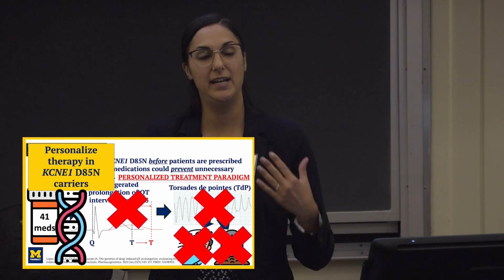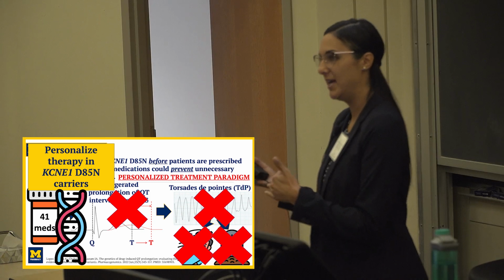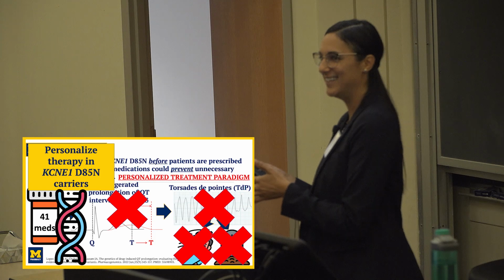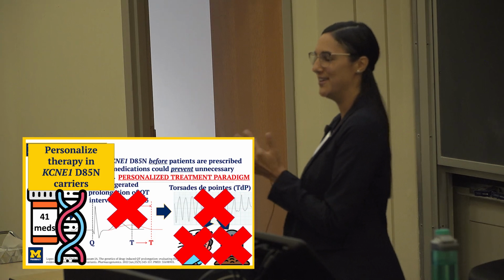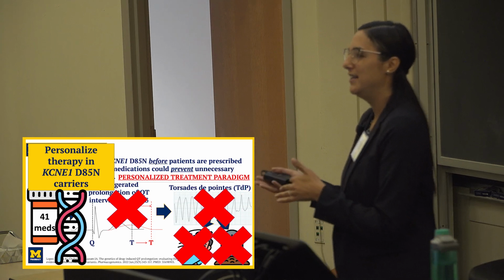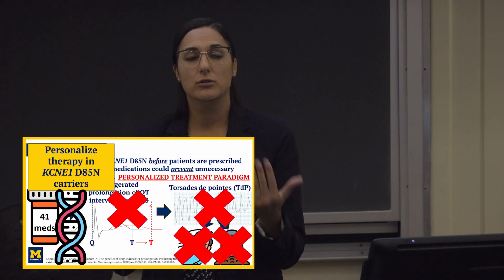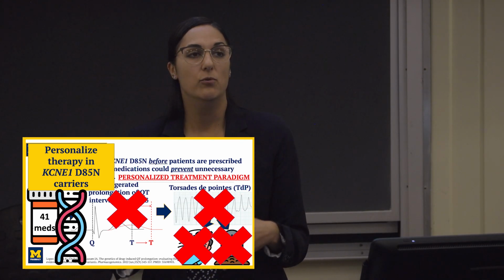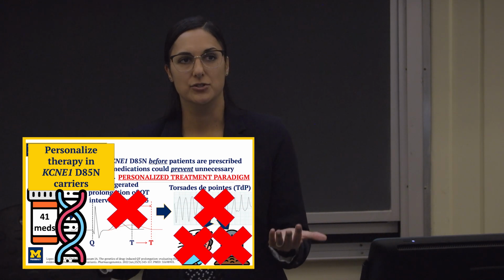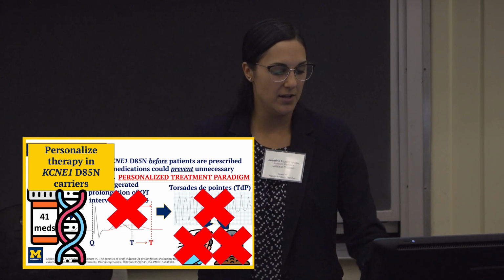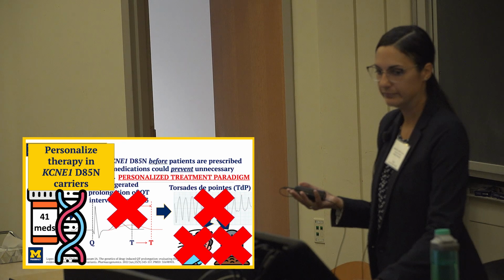So is there an equally effective alternative medication that's not on that high-risk list? Can we substitute an alternative? If there is not an equally effective alternative, maybe we at least more closely monitor those patients. Like we order an EKG after their first dose to make sure that's not going to turn into torsades later.